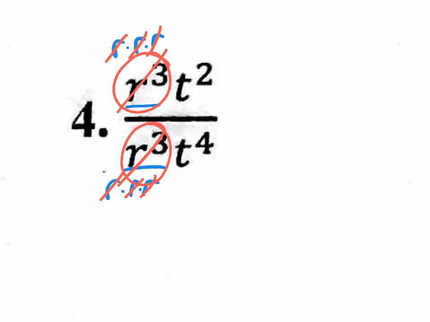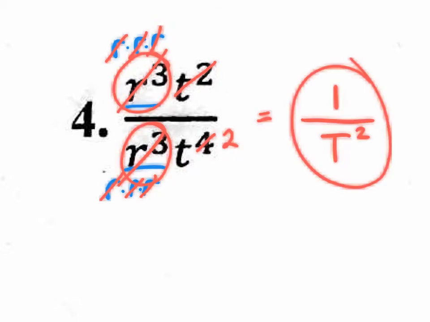On the t's, I have 2 t's up on top. All 2 of them cancel out with 2 of these 4, and I will have 2 left over on the bottom. So when we look at this, there's nothing left up on top. So I need to put a 1. If there's nothing left up on top, I need to put a 1. On the bottom, the r's are completely gone, but there is a t squared on the bottom, and that's your answer.